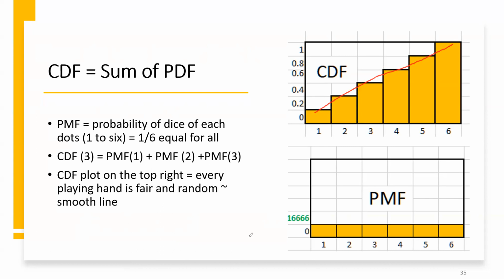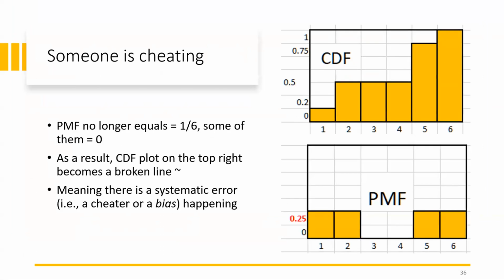Then you do it continuously and you have a smooth function, right? So on the Q plot, on the top right, every play is fair and random. Everybody gets 1/6, so your Q plot goes up smoothly and steadily. Now imagine someone is cheating. They make the dice so that there's no 3 and 4. Every time it comes out 1, 2, 5, or 6 with the same probability. Then the probability of 1 is 0.25.